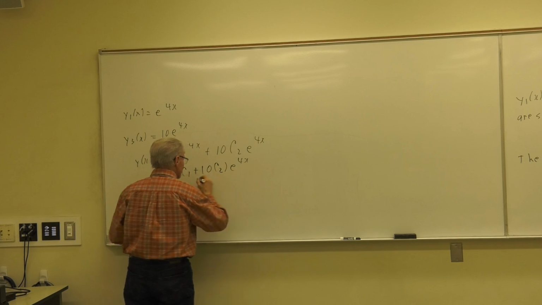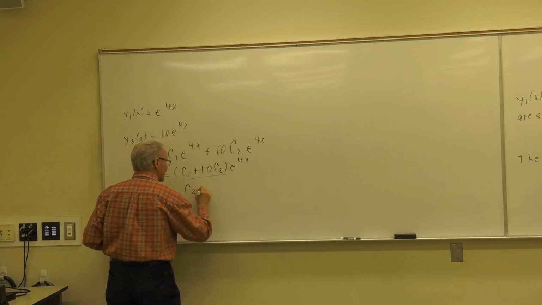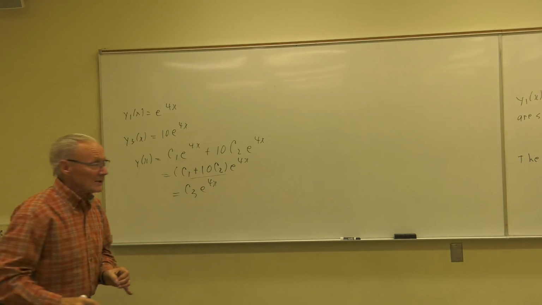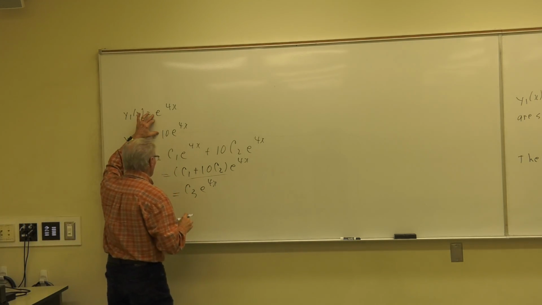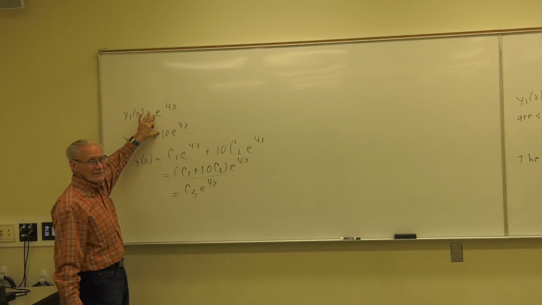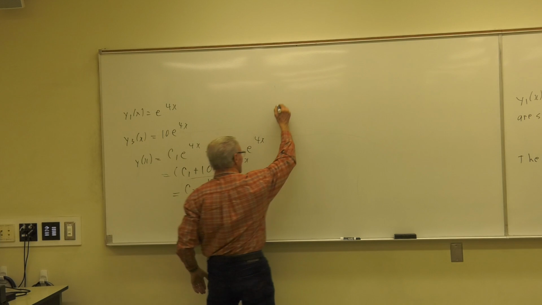And you could call this thing, that's a constant, call it c3. So you do not have a 2-parameter family. So you can't use these 2 to produce the 2-parameter family.